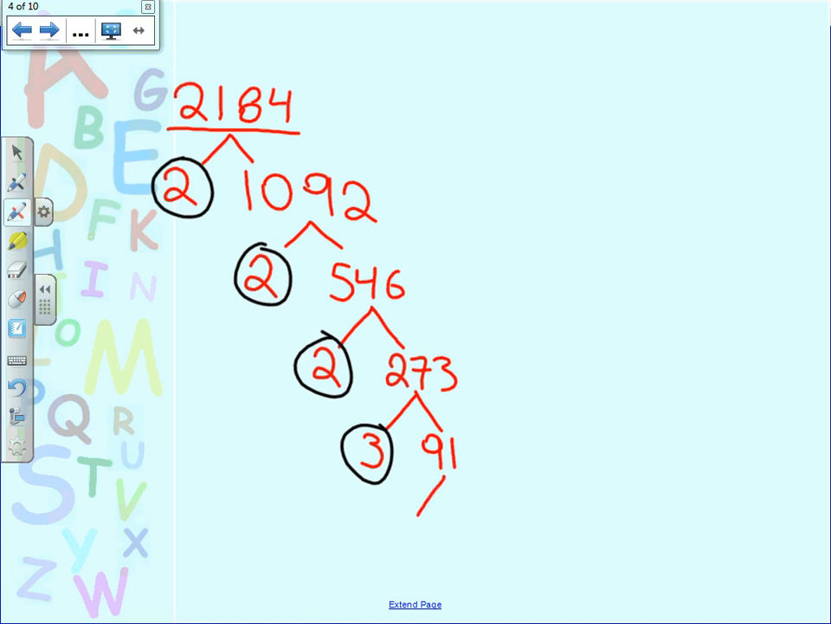This is where knowing your prime numbers off by heart is going to be useful. 7's prime, 13's prime. So, if I were to ask you, what are the prime factors of 2,184? What are they? 2, 3, 7, and 13. Those are your prime factors, right? What's the product of the prime factors?